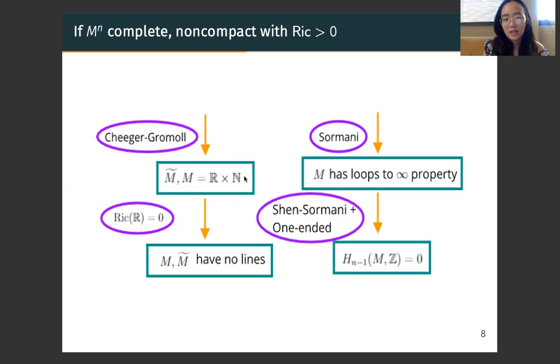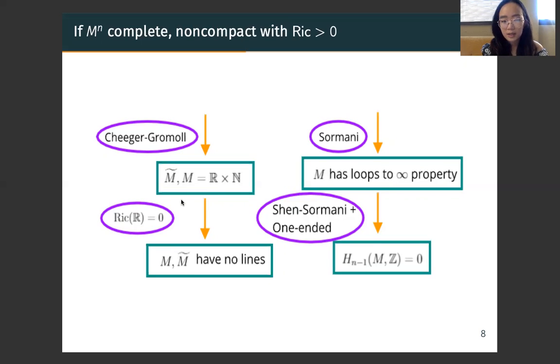So first, in this first column, we're going to show that M and its universal cover M tilde cannot have any lines. So suppose there exists a line in M and M tilde, then by the Cheeger-Gromoll splitting theorem, M and M tilde must split off an R. It must look like R cross N, where R is the real numbers.